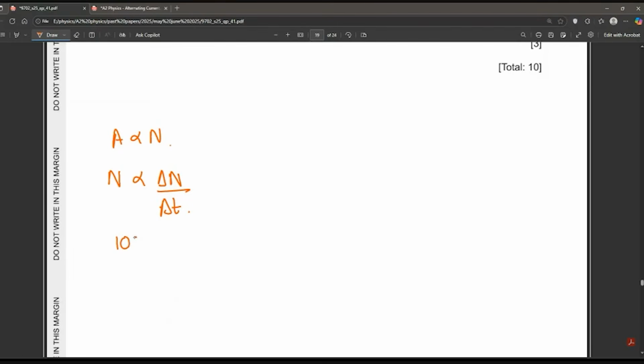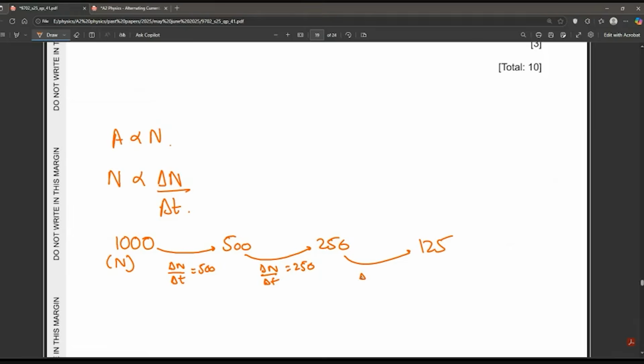Let's say you have 1,000 undecayed nuclei. After one half life, एक हाफ लाइफ के बाद ये कितने बच जाएंगे? 500. बेटा यहाँ पे आपका change in n over change in t क्या हो गया? 500. After another half life, 250. What is your change in n over change in t? 250. After another half life, this will become 125. आपका change in n over change in t क्या हो गया? 125. Can you realize a pattern?